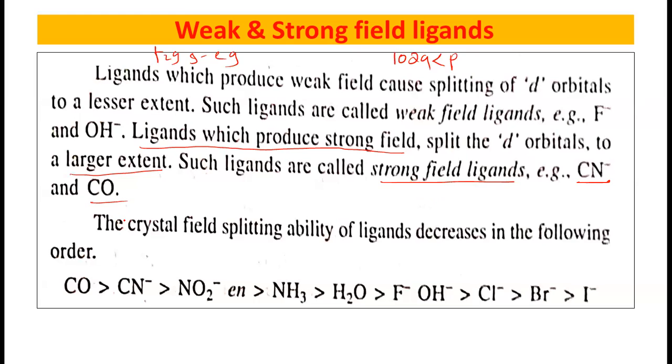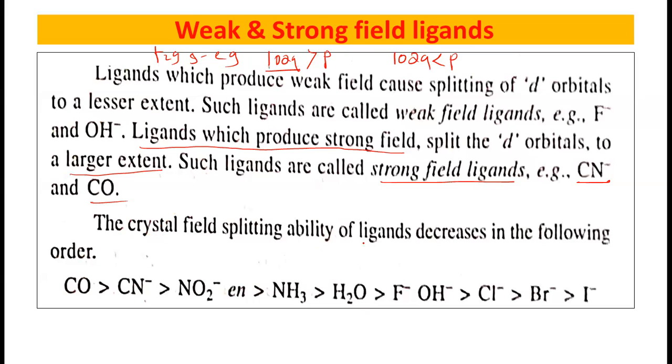When such ligands are bonded to the metal, they will provide a strong ligand field to the central metal ion. And in presence of the strong ligand field, the degree of the crystal field splitting will be larger. Hence, the metal d orbitals are split to a larger extent. That is, the energy gap between the T2G orbital and EG orbital is large. So we can say that 10 dq is greater than pairing energy. So the value of 10 dq will be larger in presence of the strong ligand field.